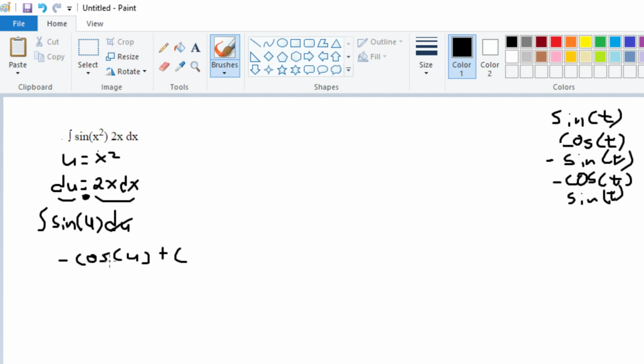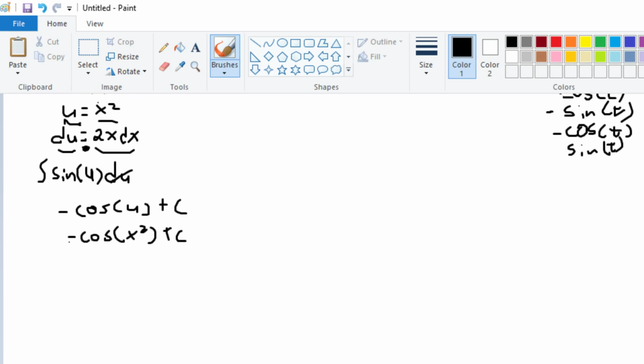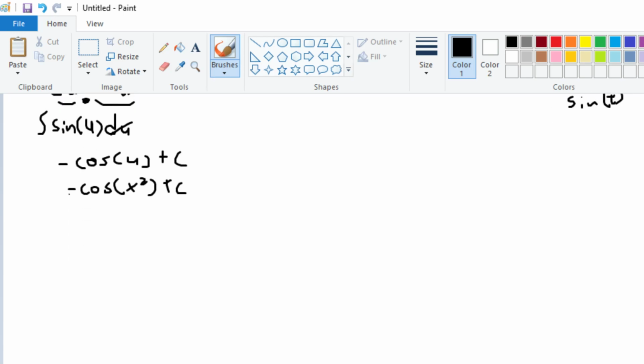Okay? So now we just have to go back and look. We have this u. We said u is x squared. So ultimately what we have is negative cosine of not u, but x squared, plus c. Okay? So we found the integral. But the question is, do we know if we're correct? Well, what we need to do is do the opposite. We're going to take the derivative of it.